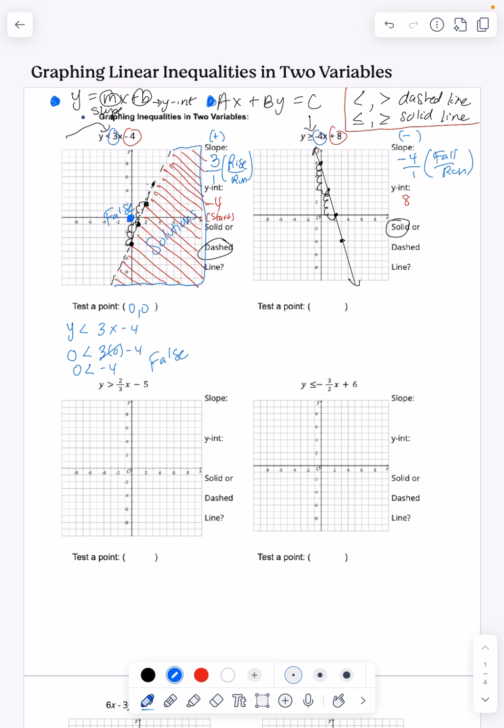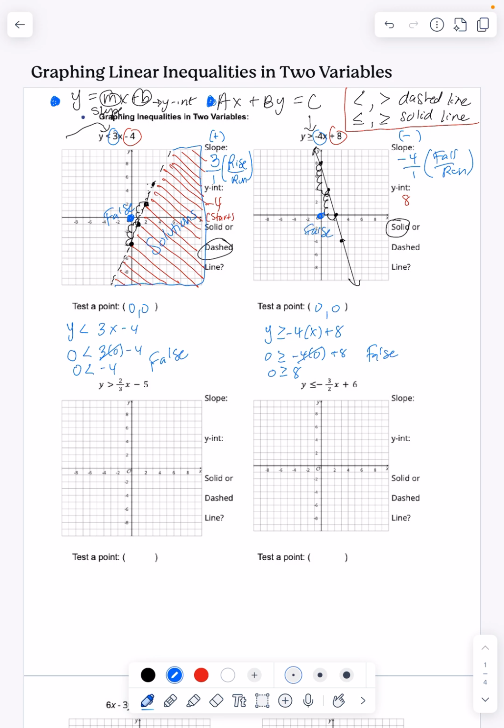And again, I've got to test the point. I'm going to test, in this case, since the line's not going over 0, 0, it's still a good testing point. So 0, 0, so I'm going to get y is greater than or equal to -4x plus 8. So we get 0 is greater than or equal to -4 times 0 plus 8. So we get 0 is greater than or equal to, that's just 0, so that means it's 8. Is 0 greater than or equal to 8? Nope, that's false.